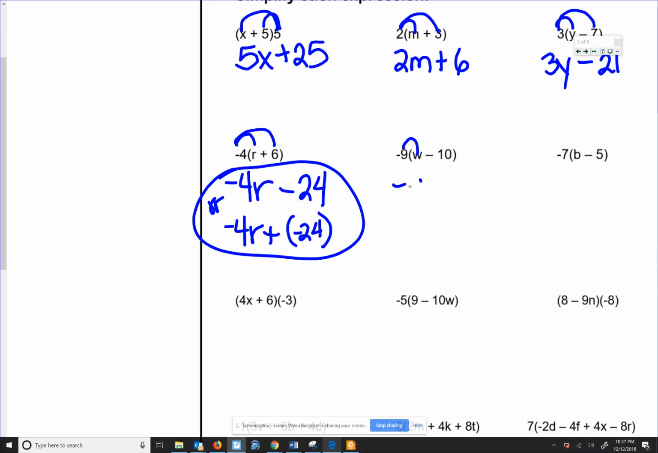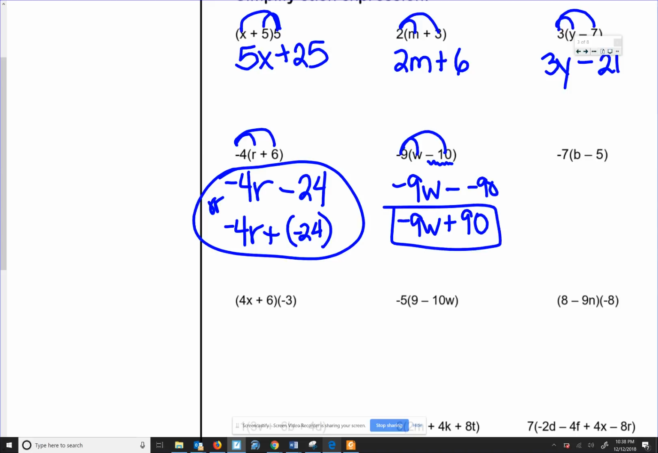Negative 9 times w. Ooh, careful now. I want you to think of that as negative 10, okay? Let's just say you aren't thinking that way. Negative 9 times 10 is negative 90, and there's a minus sign there. Minus a negative means add the opposite. The first term is staying the same, and this becomes plus positive 90. Okay, look at this. Negative 9 times negative 10 is positive 90. You're going to have a whole lot of review of integers here.